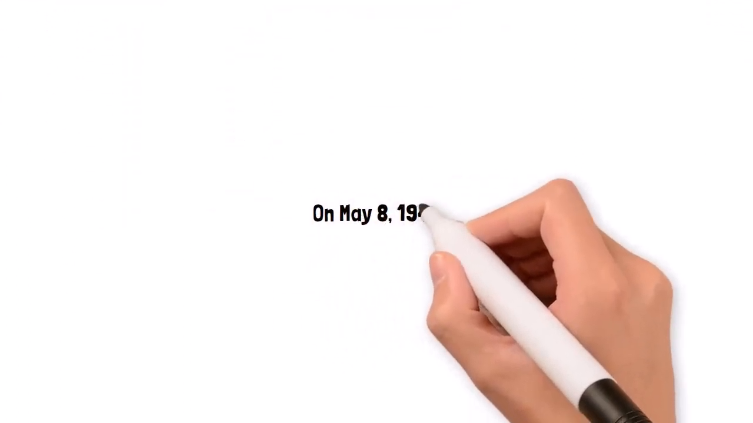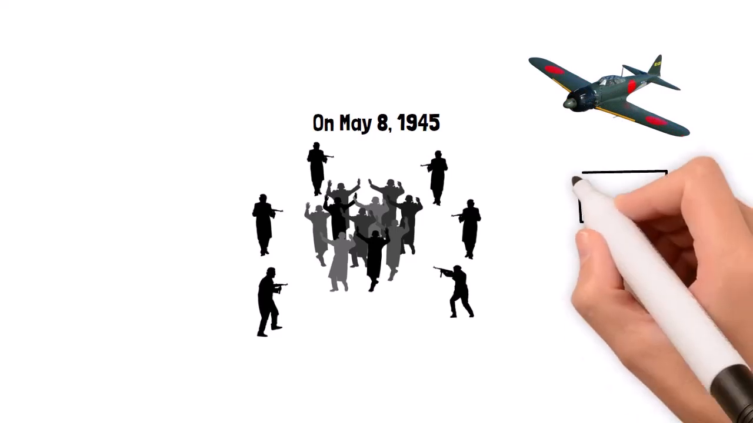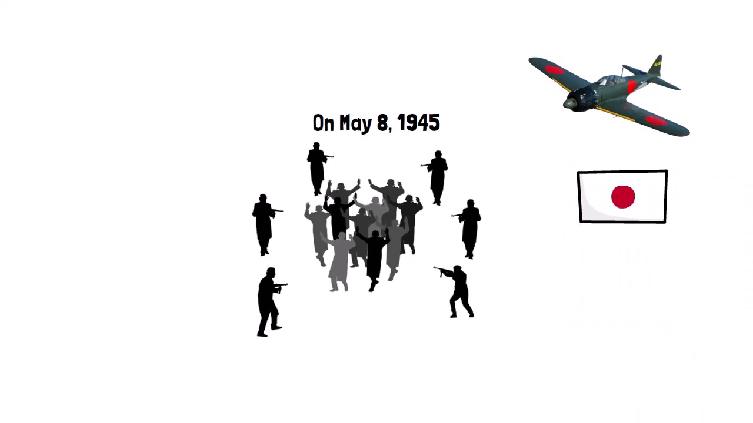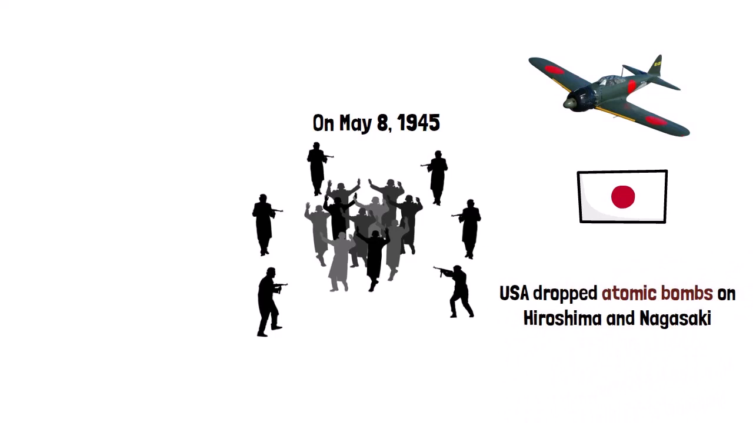On May 8, 1945, Germany surrendered, effectively ending the war in Europe. However, the war in the Pacific continued, as the United States and its allies continued to fight against Japan. In August of that year, the United States dropped atomic bombs on the Japanese cities of Hiroshima and Nagasaki, killing over 200,000 civilians and forcing Japan to surrender on August 15, 1945.